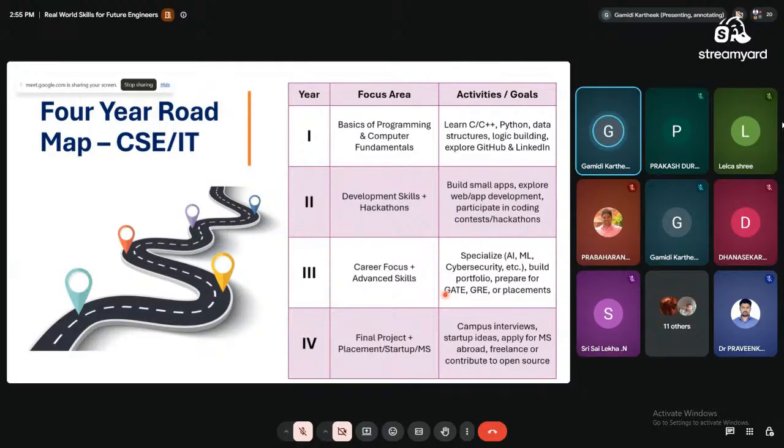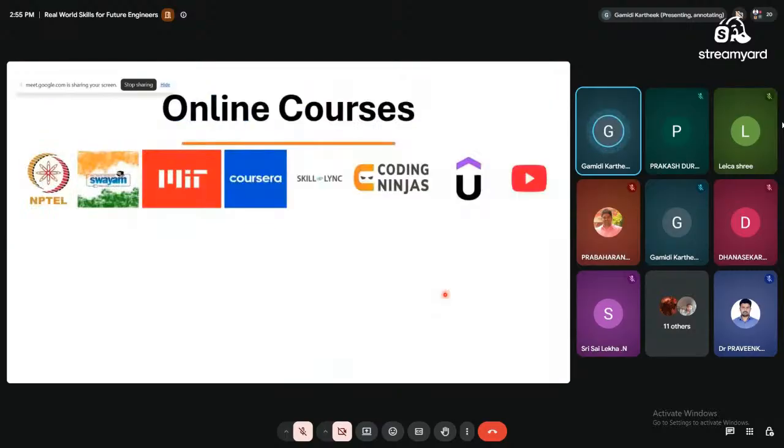That's why you should have a good understanding of what you are going ahead with. You should have a good roadmap. So this is the roadmap for CSC IT people. Now, coming to the online courses, apart from the classroom work you do, it is recommended to have at least 5 to 6 courses and course certifications from any one of these branches.